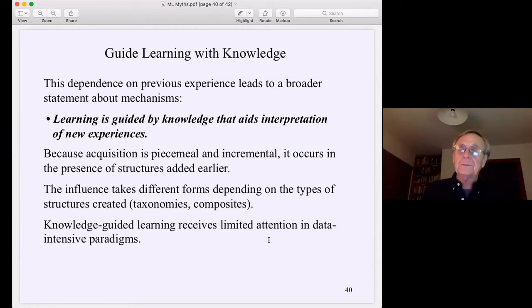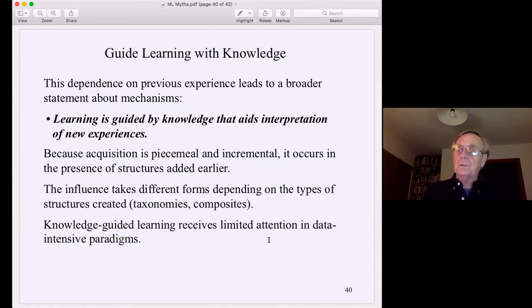and that influence of prior knowledge can take different forms. It depends on what kinds of things you're learning, right? If you're learning a taxonomic hierarchy, then you're going to try and extend the hierarchy somehow. If you're learning a new rule that's made out of existing elements, then you're doing some kind of compositional thing. So there are different ways to instantiate this idea, but I think it's clear that knowledge-guided learning is not receiving as much attention as it deserves.